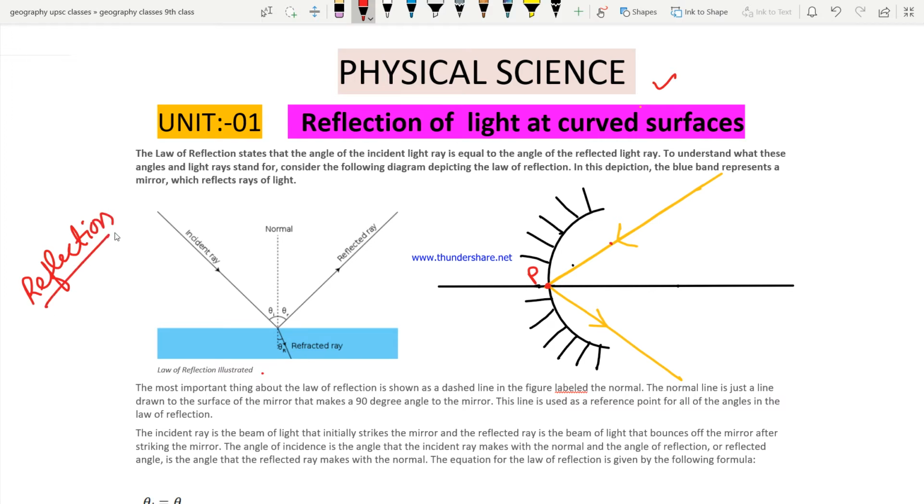What is reflection? Let me take a plane surface, which is a transparent surface. When I send light through this glass, what will happen? The light will penetrate through this glass surface. But what I will do is coat this glass surface with some reflecting paint, which we call opaque.